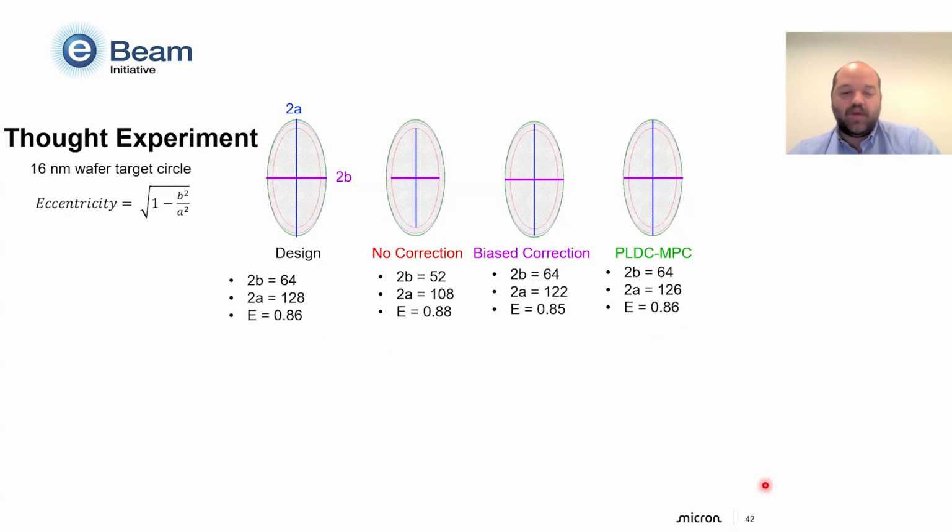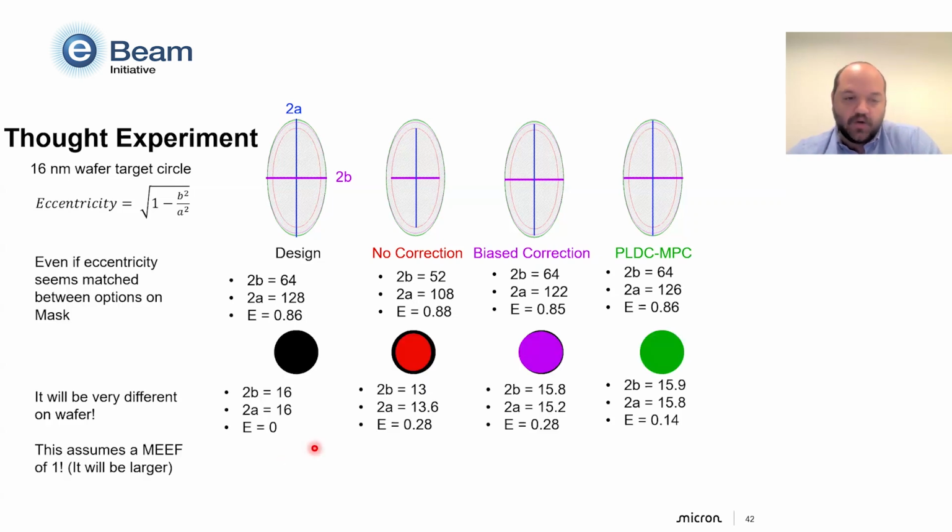How much will it matter on wafer? On wafer, it's going to matter quite a bit. So we can see that our design wafer of 16 nanometer circles, our eccentricity of our no correction and bias correction is basically going to be almost exactly similar. If we use PLDC-MPC, that's the closest eccentricity to the design eccentricity of 0. This means that even a small loss of signal from the bias correction, as we saw previously, is going to matter quite a bit in terms of the ellipticity on wafer itself.